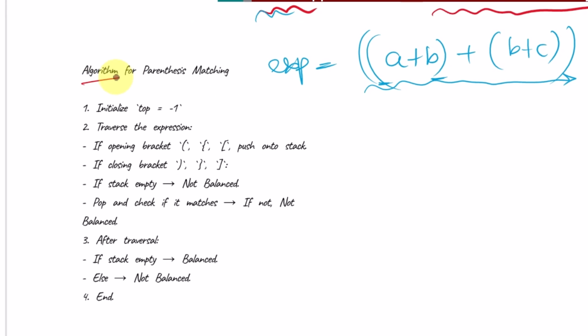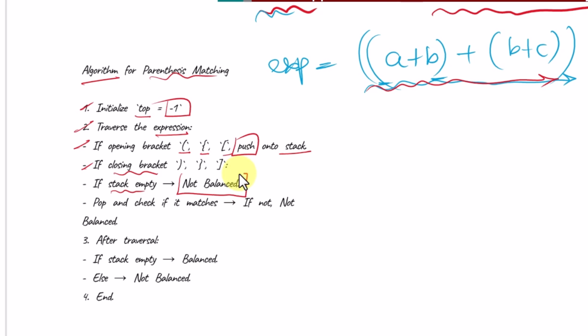So here is the algorithm for the parenthesis matching. First of all, in the stack, we're gonna initialize the top pointer, which will point to -1. And then we're gonna traverse the whole expression from beginning to the end. And whenever we find any opening parenthesis, curly braces or bracket, we're gonna push that bracket into our stack. But if we find any closing bracket, in that case, we're gonna check if our stack is empty. That means the brackets are not balanced in our expression. So that is in case our stack is empty.